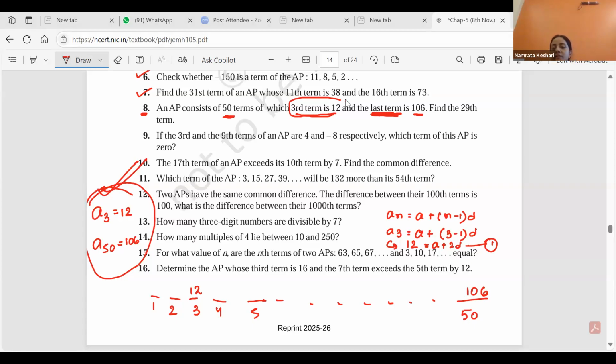Please create the equation. I have not created both equations; only one I have shown here. The other one you have to create from the circled one. From that circled one you will be able to create two equations. Those two equations you have to solve, and you have to tell me what is A, what is D. And if you are not getting what I'm talking about, please unmute yourself and tell me so I can explain it again.